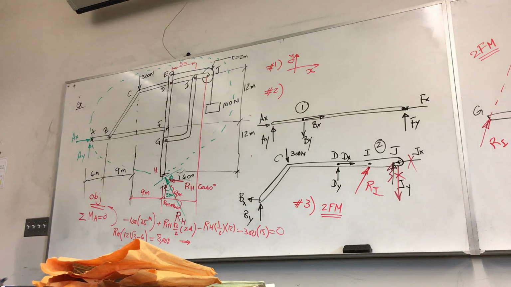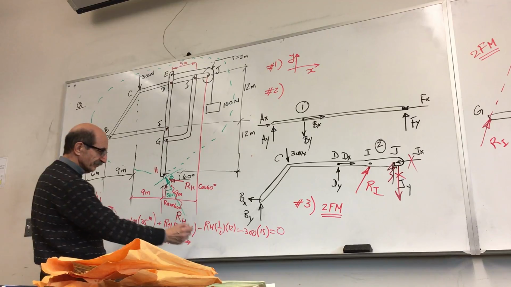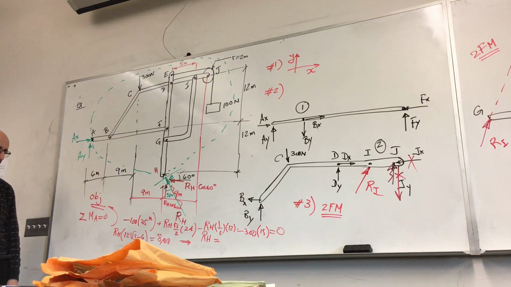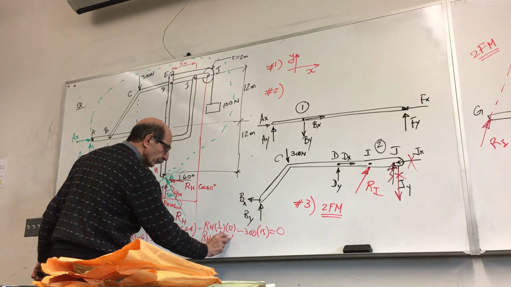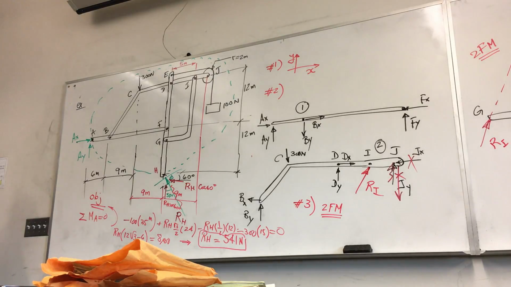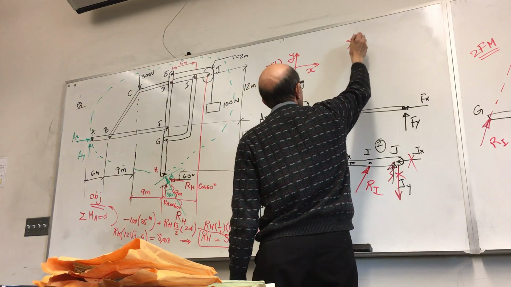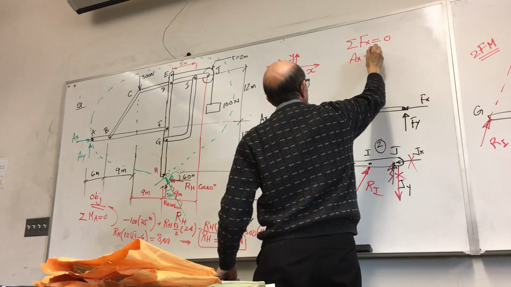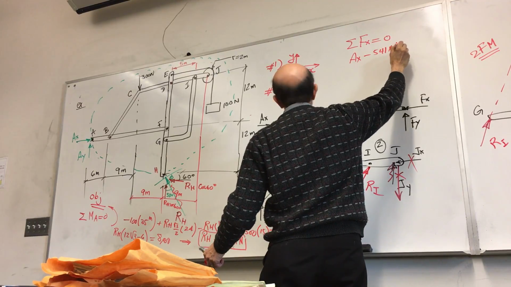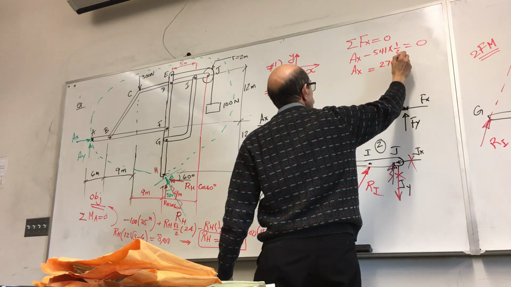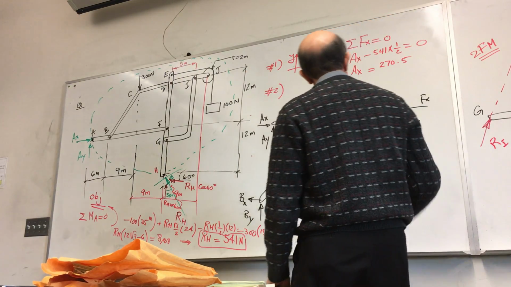So could somebody give me 8,000 divided by (12√3 minus 6)? I need that. RH would be positive. 541.1. 541 Newton. Okay. So now I use summation of forces along X is equal to 0. So I have AX minus RH, 541 cosine 60, which is 1/2, is equal to 0. So AX would be 207.5 Newton.